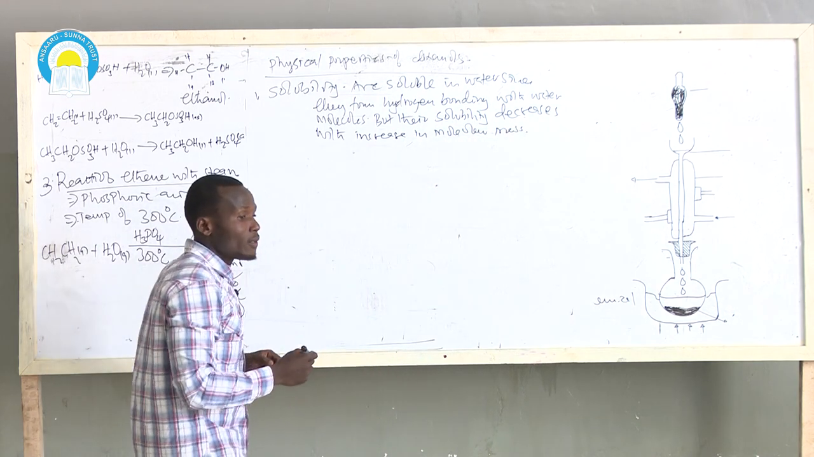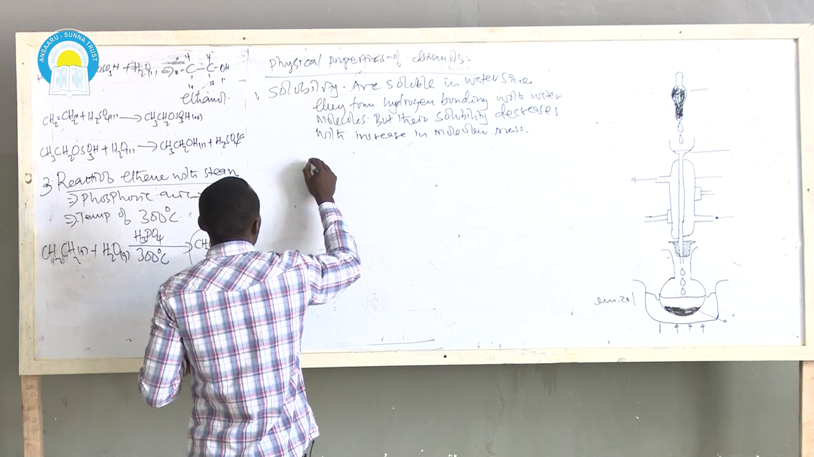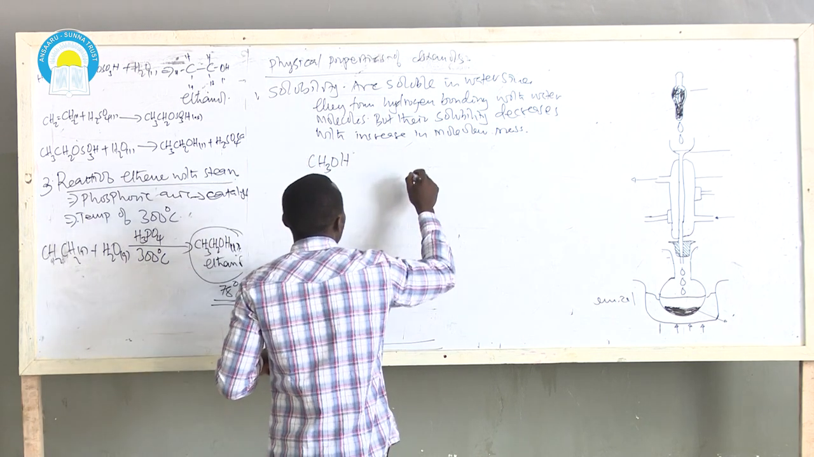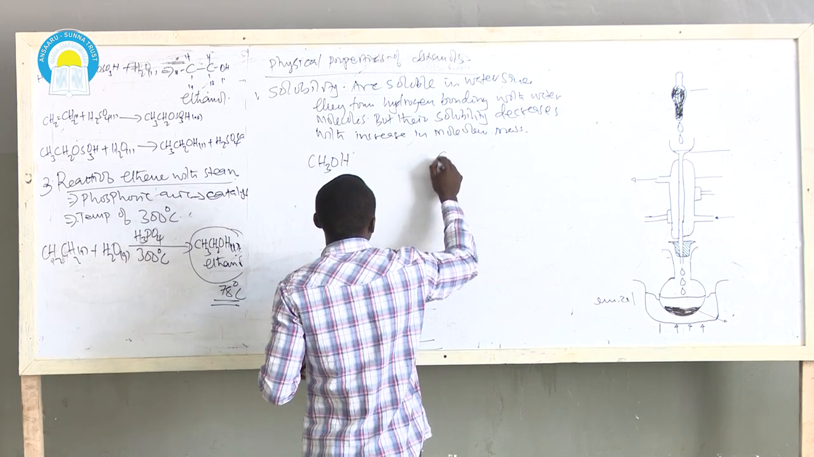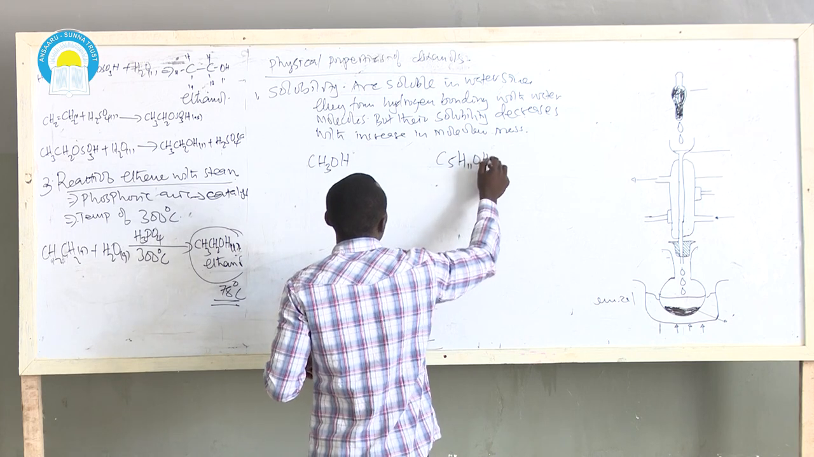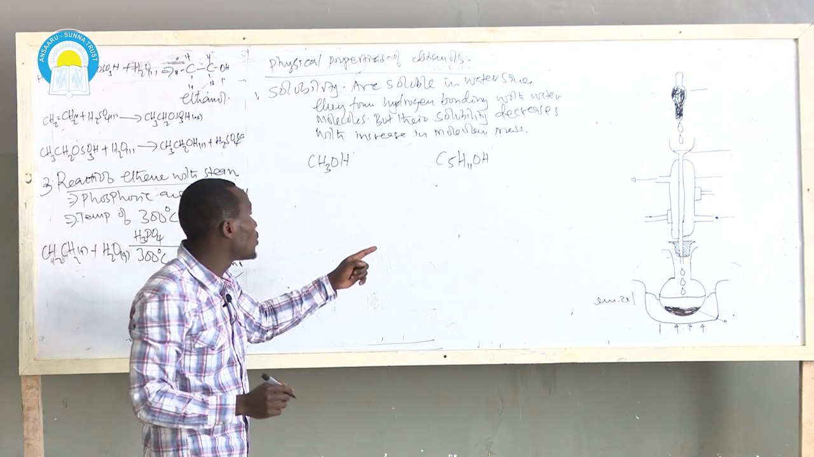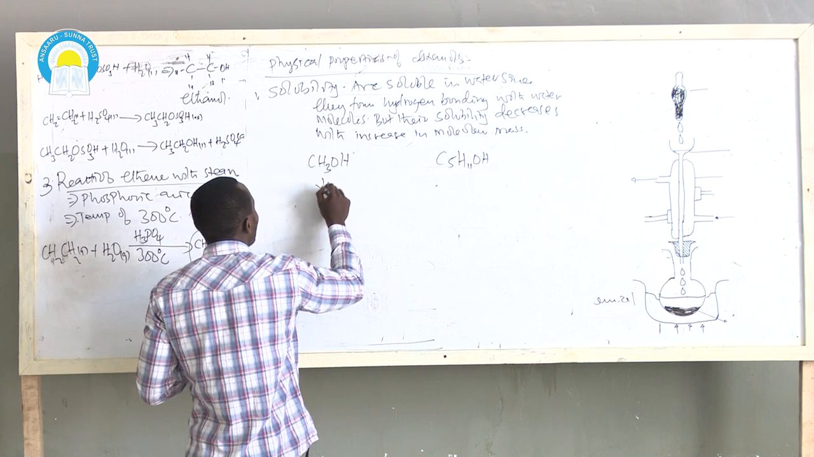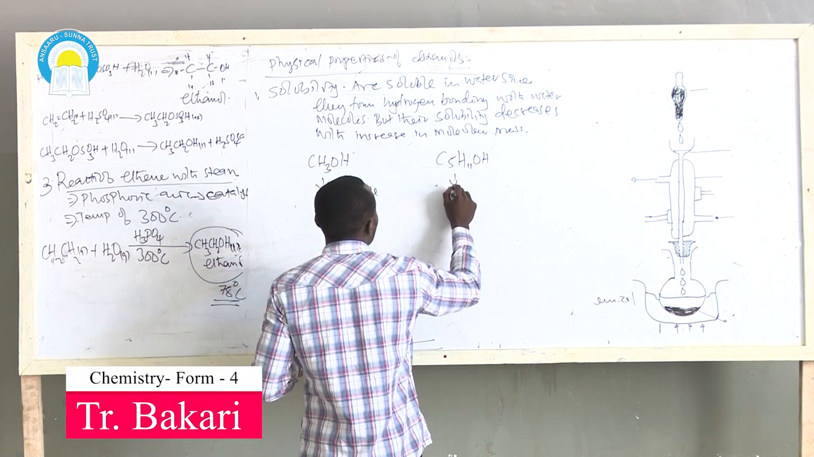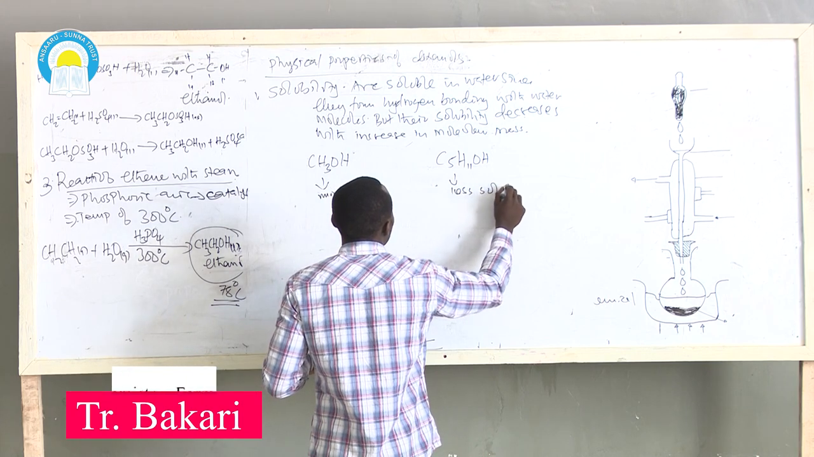So for example, if we have methanol, CH3OH, and we have pentanol, which is C5H11OH. We look at the solubility between the two. This one is more soluble. This one is less soluble.